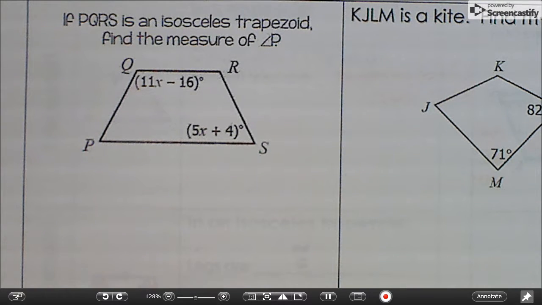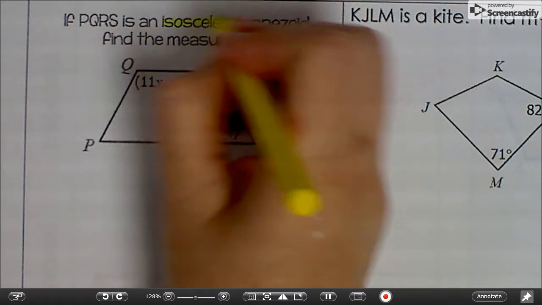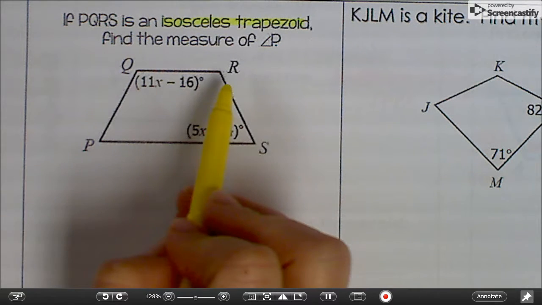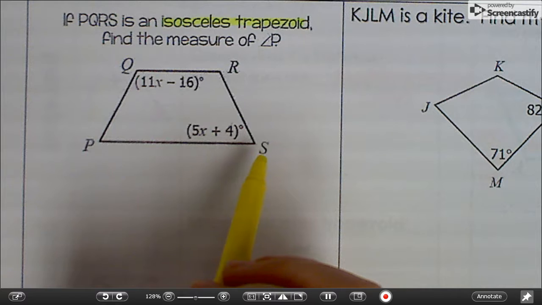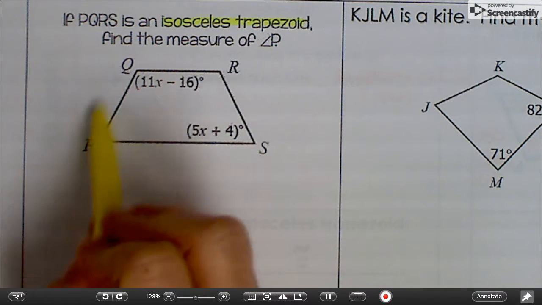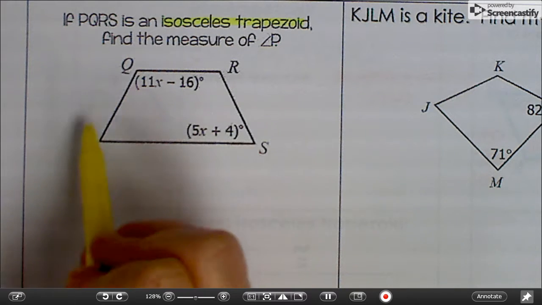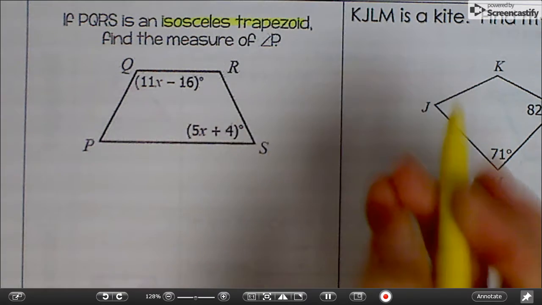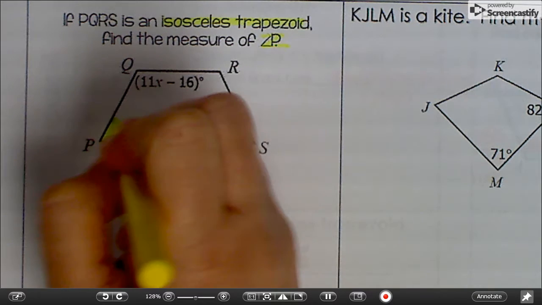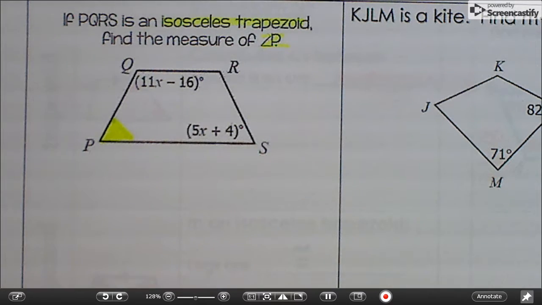All right, if PQRS is isosceles, and also please notice that PQRS goes around the shape, not across. It needs to go around like that. Okay. We want the measure of angle P. So I'm going to go ahead and color in angle P so I don't forget it once I find x and feel like I'm done.